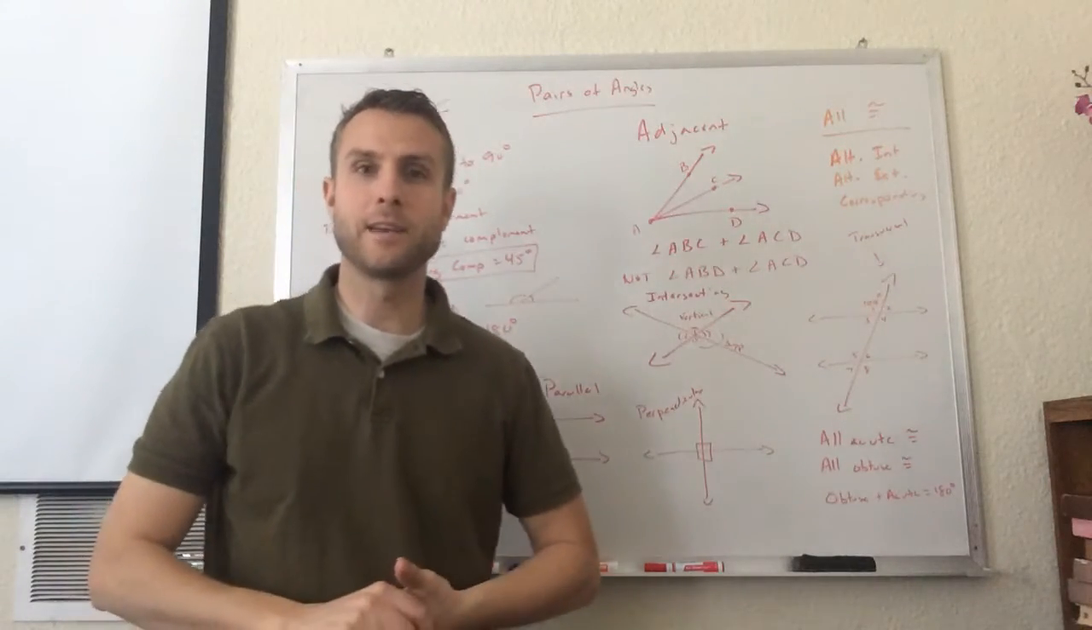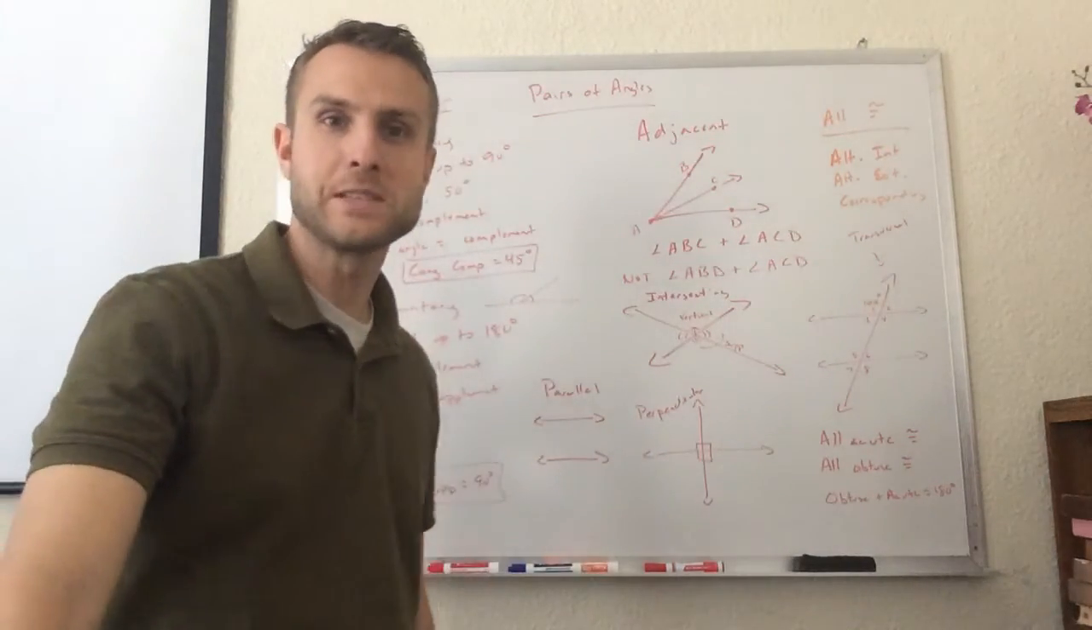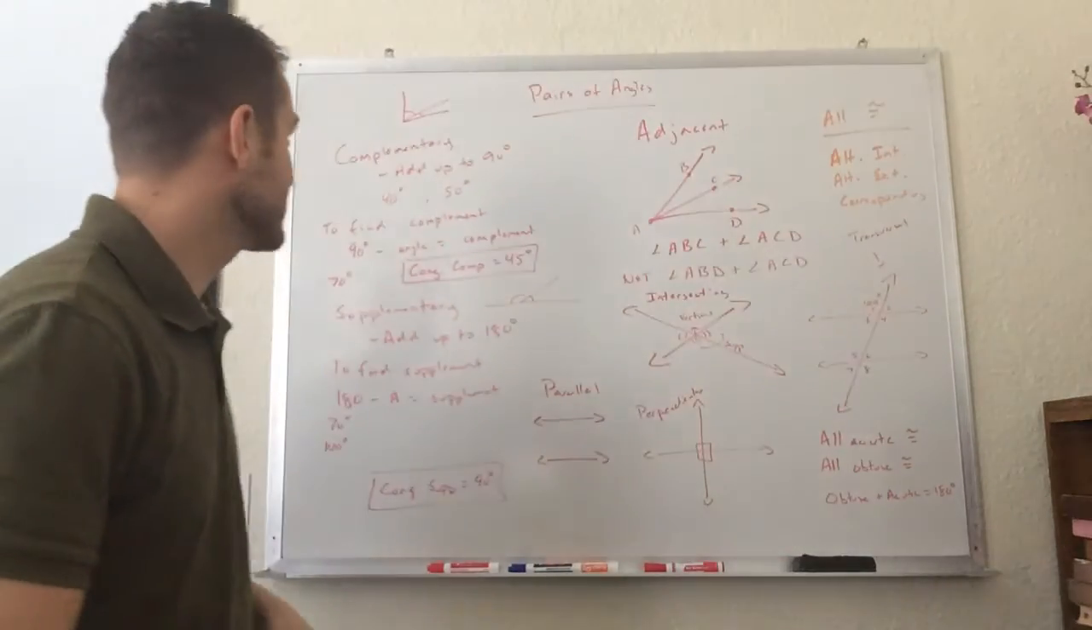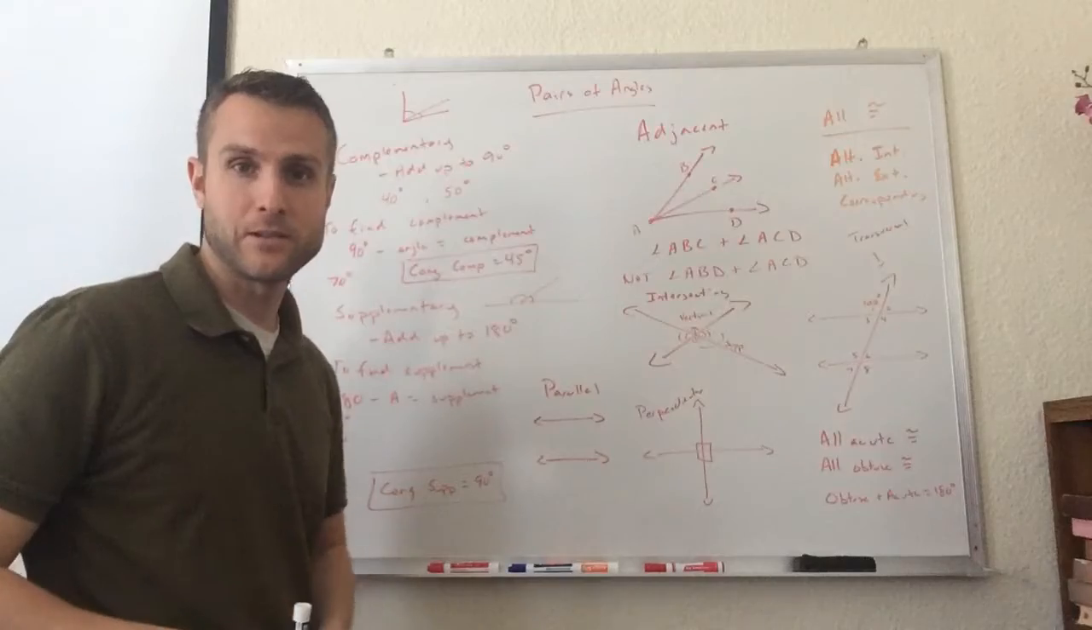Last time we talked about angles, and now we're going to go into more specific and talk about pairs of angles, so when two angles are together. First of all, there are two special types of pairs of angles.